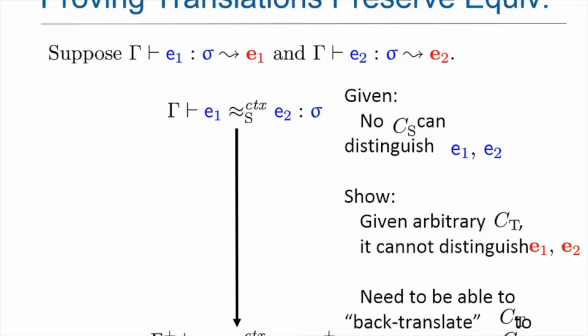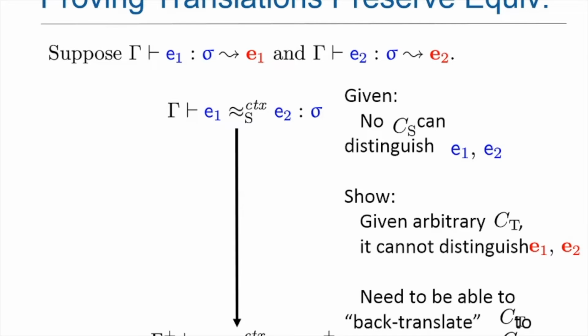In order to say that our translation strategy preserves contextual equivalence, we need to be able to take two arbitrary terms in the source language that are contextually equivalent and show that their translations are also contextually equivalent. To review what contextual equivalence means, that just means that no context can distinguish between two terms that are contextually equivalent. So the strategy we would like to use here is to go by contradiction.